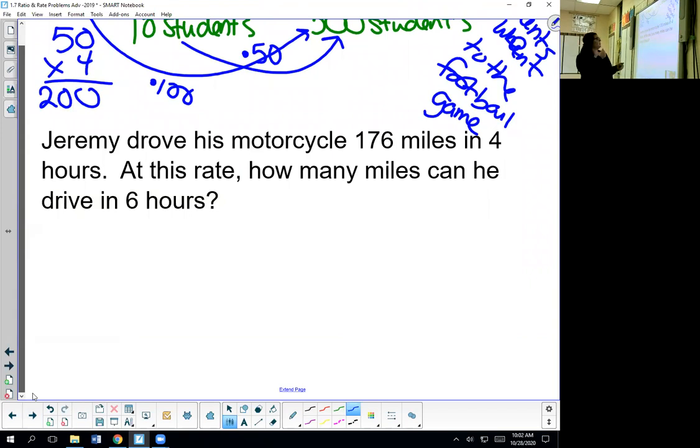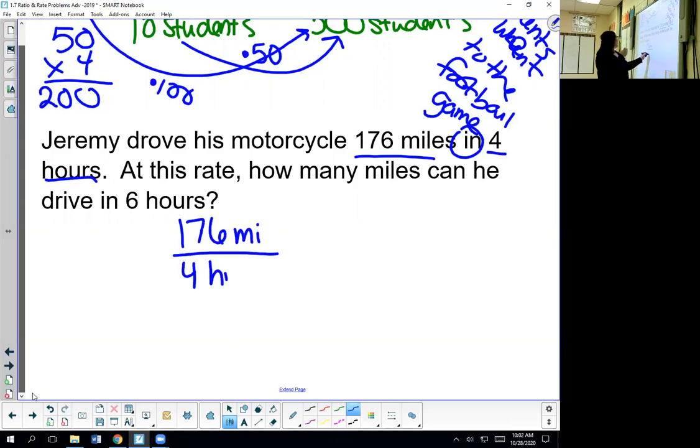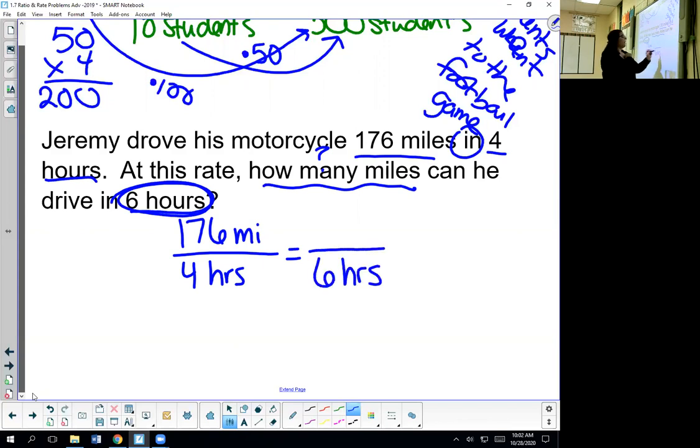Okay, Jeremy rode his motorcycle for 176 miles in 4 hours. That is what I know. So let me set it up. 176 miles in 4 hours. At this rate, this is a rate. How many miles, I don't know how many miles there are, can you drive in 6 hours? Hours with hours. So again, this is going off the bottom. That's why I tell you the words are very important. I want to know how many miles there are.